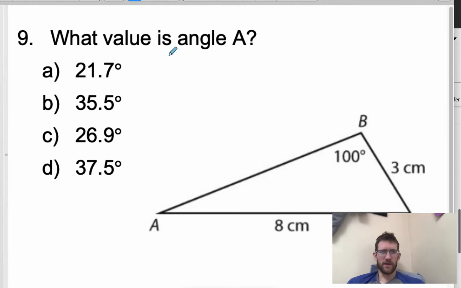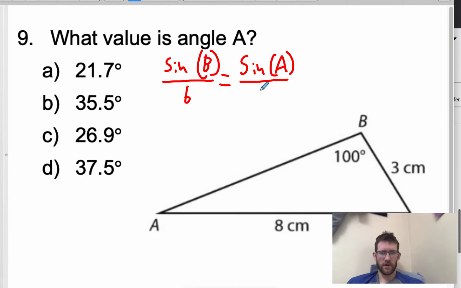So recall that the law of sines says that the sine of an angle, in this case I'm going to do angle B, over the side opposite, which is little b, is equal to the sine of another angle, which I'll put as A, over the opposite side, which I'll put little a.